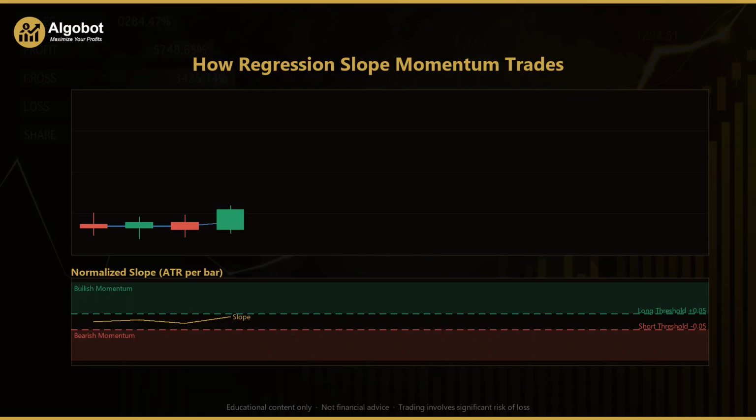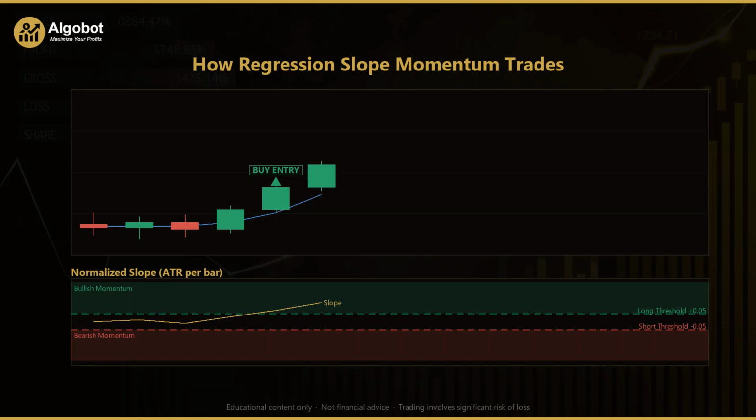Look at the first 3 candles. Price is drifting sideways in a tight range, and the regression line is almost flat. Down in the panel, the slope is hovering right around 0, well inside the neutral middle ground. There is no clean trend here, so the strategy stays patient and does nothing. This is exactly the low slope chop the threshold is designed to filter out.